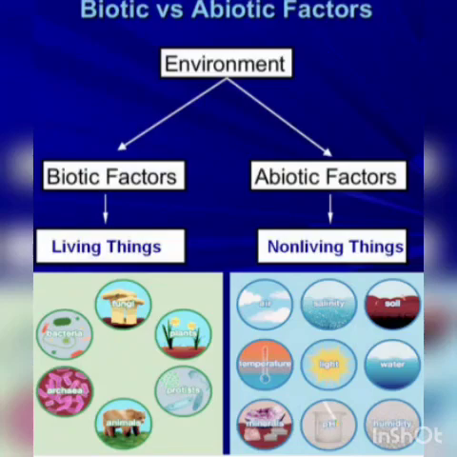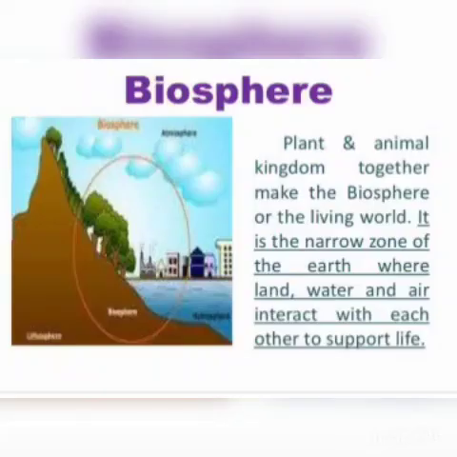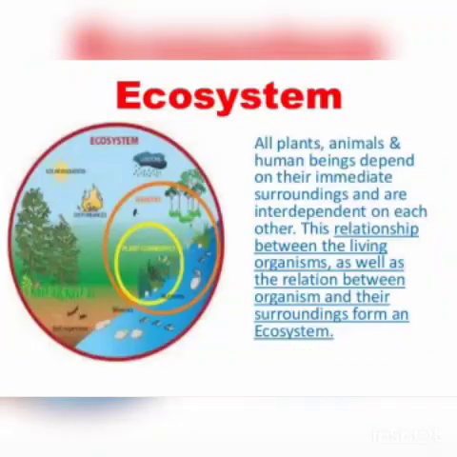Now let's talk about the biotic factors. Biotic factors refer to all the living organisms present on the earth. Biotic factors are dependent on abiotic factors such as land, water and air, and these biotic factors comprise the biosphere. What is the biosphere here? Plant and animal kingdom together make the biosphere or the living world. When all plants, animals and human beings depend on their immediate surroundings and are interdependent on each other, this forms an ecosystem.